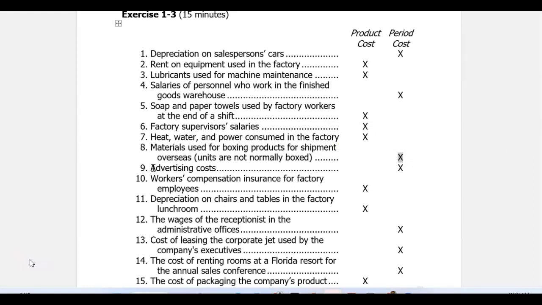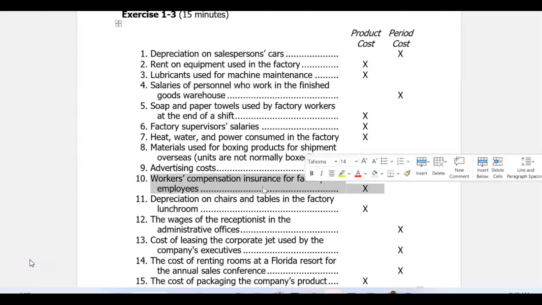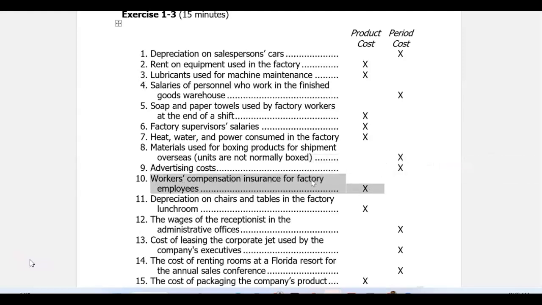Advertisement expense is operating expense / selling expense, and that's a period cost. Workers' compensation insurance for factory employees, so that's manufacturing overhead, and that's a product cost. If it says workers' compensation insurance for, let's say, office employees, then it will be operating expense / general administrative expense.